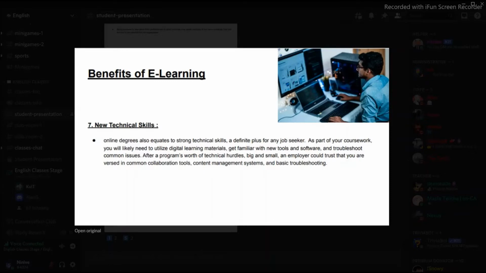And this is how e-learning helped you to gain some technical skills that help you to understand how the software that you're working on works, and the troubleshooting of how you can fix it, or how you can deal with it. And that's pretty much it about the technical skills. Next, please.